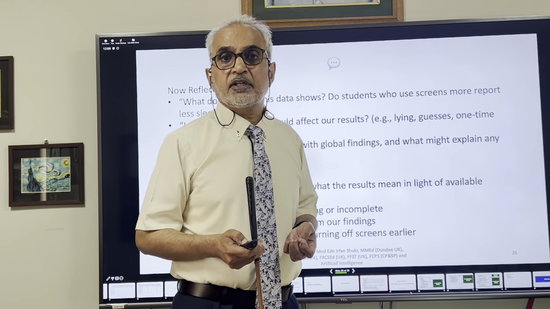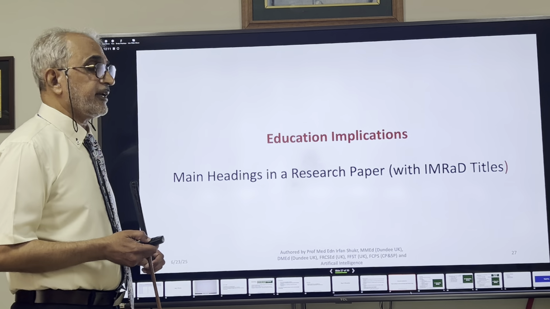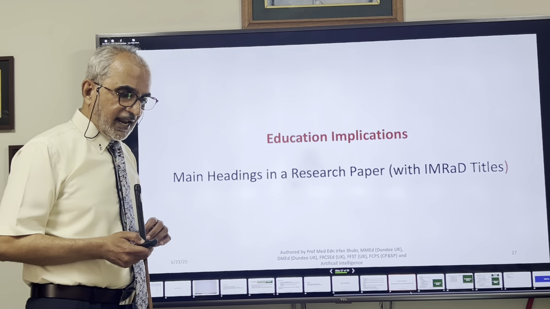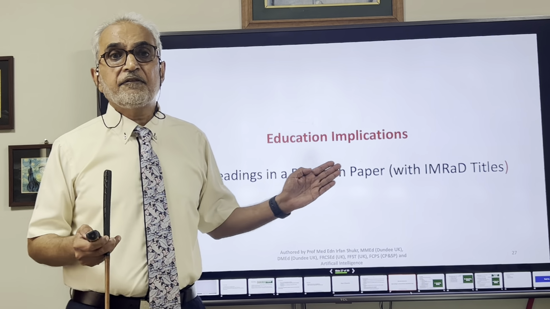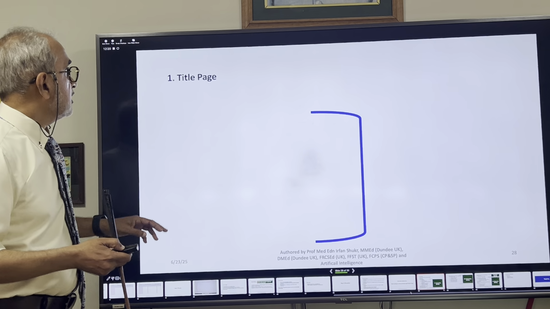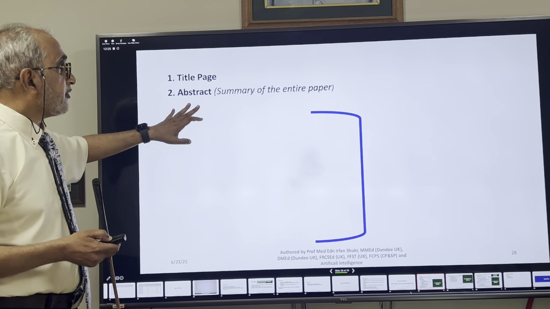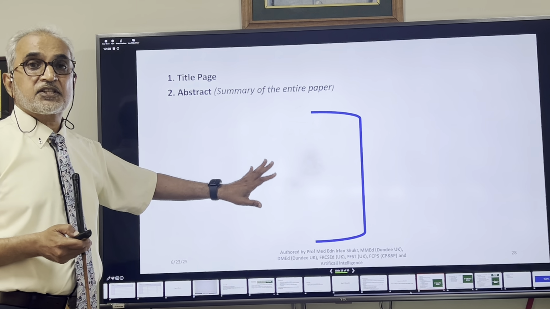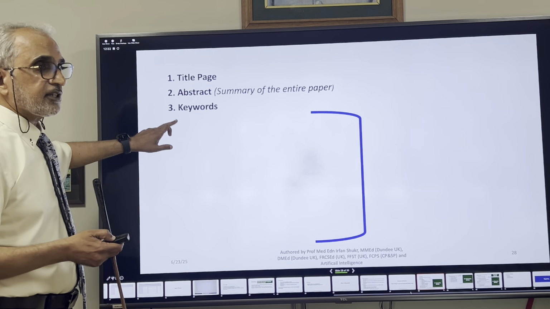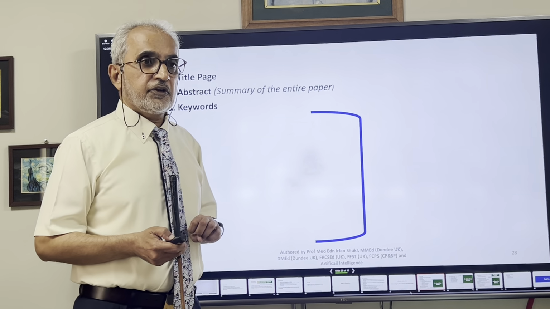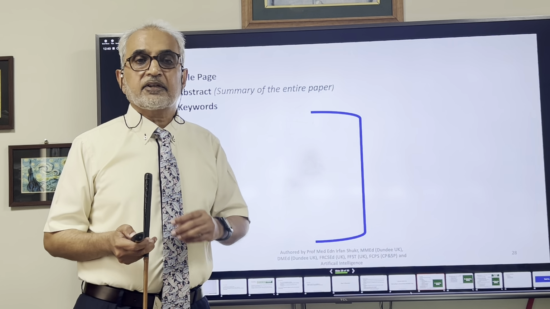And for application, let's understand the main headings in a research paper with IMRaD titles. Now if you see any research paper and just scan it, even without reading anything, it has a title page, then an abstract, which is in fact a summary of the entire paper, and this is written after the whole paper has been written. Then there are keywords, so if somebody wants to research a topic, he enters a keyword in PubMed, etc., and you get the relevant literature.